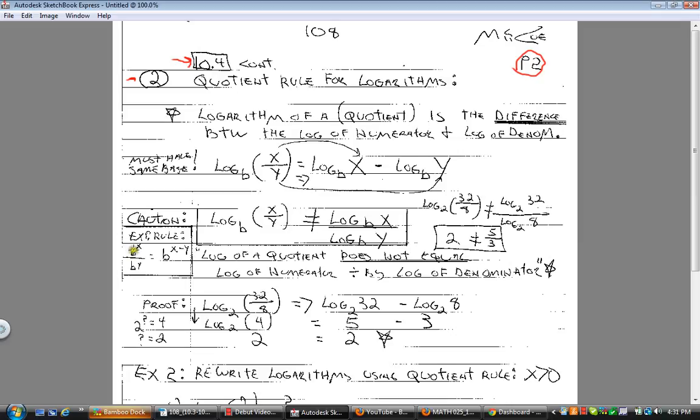Now just like our exponents, let's remind ourselves real quick: when you divide by the same base, you subtract the exponents. That's pretty common knowledge for us by now in 108. So now we're going to apply this to logarithms.